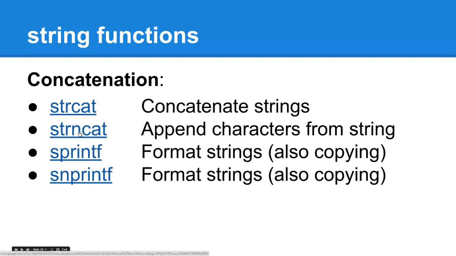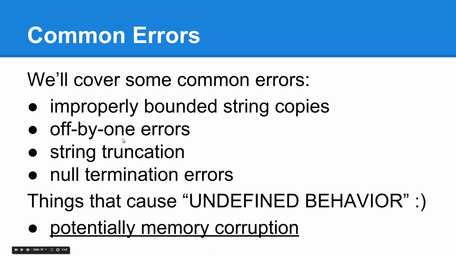However, the strn functions actually aren't guaranteed to append a null character at the end. So there's no guarantee that it will result in a null-terminated string, which means that if it's used in subsequent string functions, it may result in a buffer overflow. However, snprintf is a safe function that guarantees that it will be null terminated, and we'll talk about that more in a little bit.